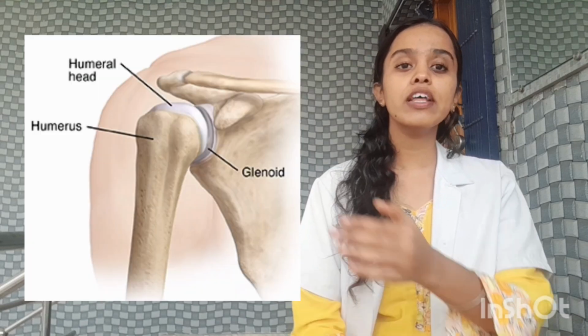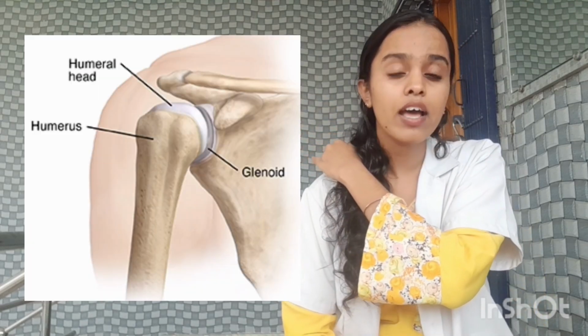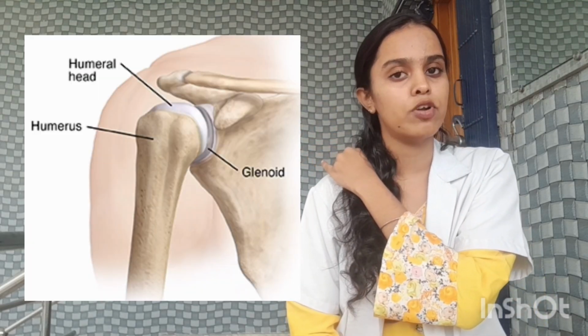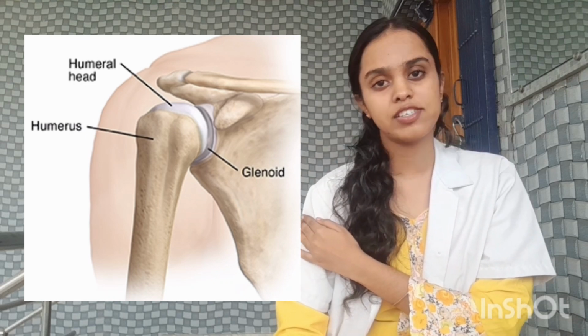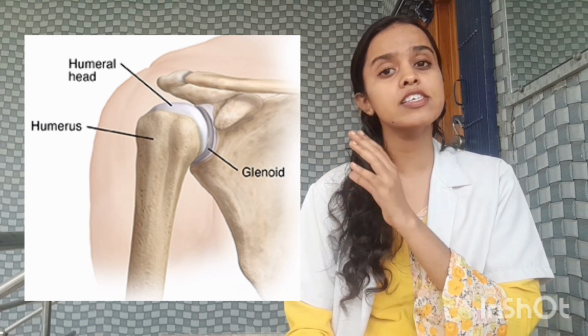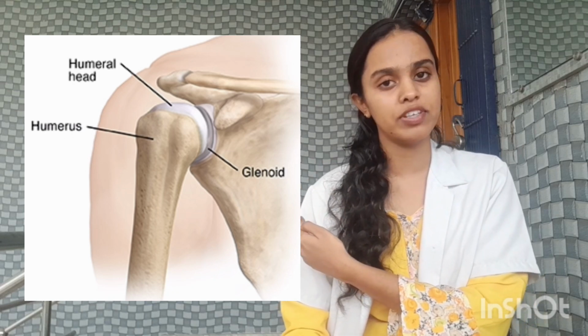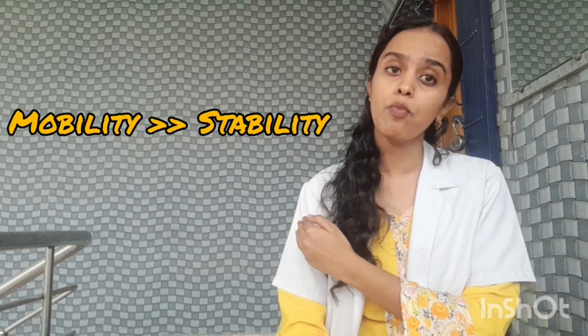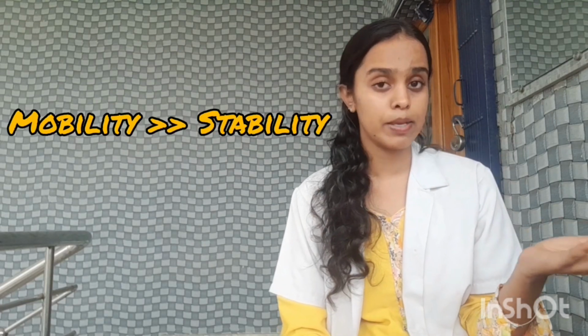The shoulder joint is made up of the scapula, that is the glenoid part of the scapula, and the head of the humerus bone. The glenoid part of the scapula is comparatively small when compared to the head of the humerus. These both structures form the shoulder joint, and it easily gets displaced because the shoulder joint is more mobile when compared to its stability.